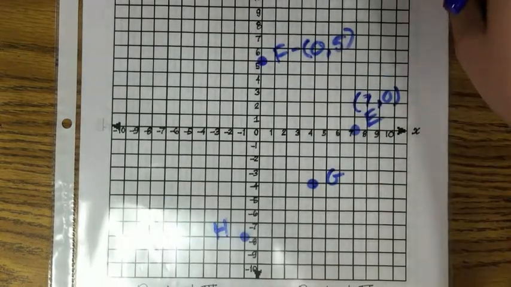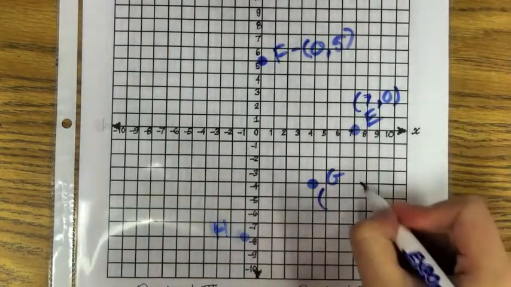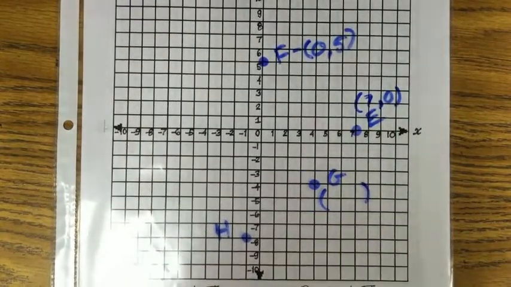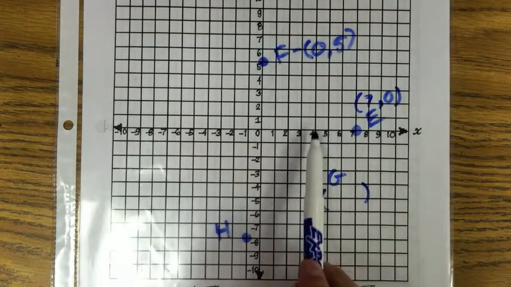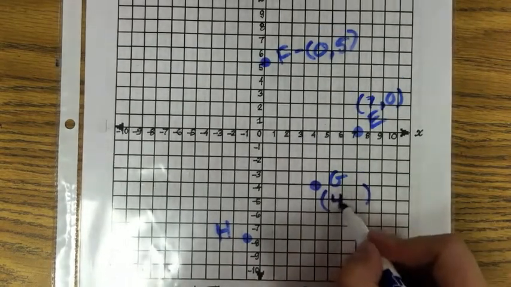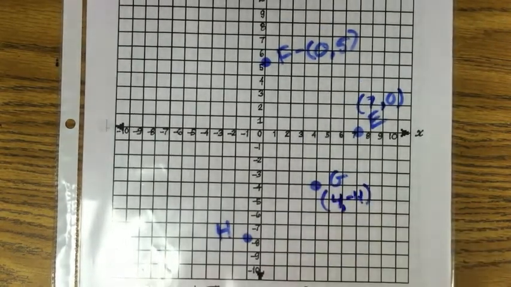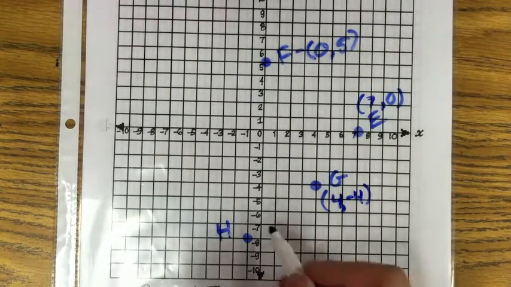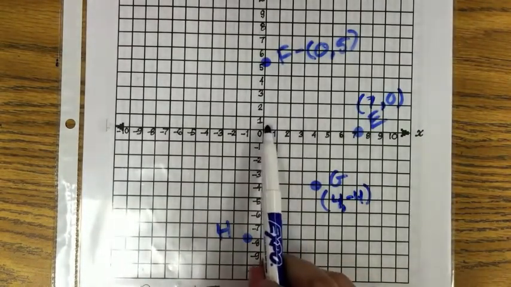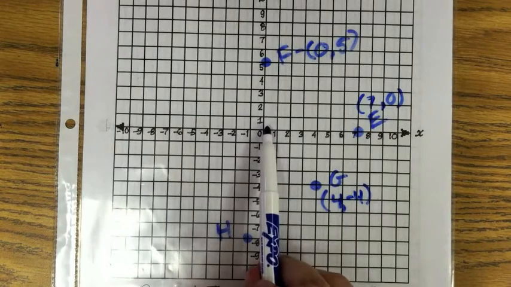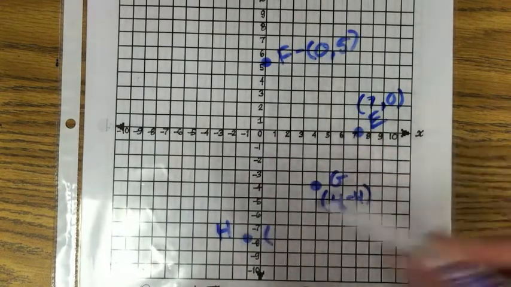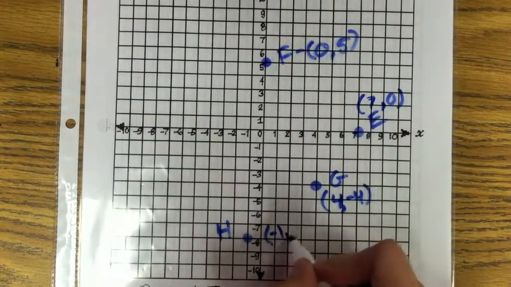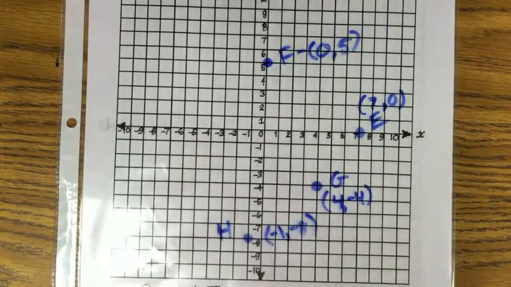Okay, good job. Last but not least, let's do these last two here. G, do we need to go to the right or left? Right 4, down 4. So positive 4, negative 4 is your right answer. And H, start at the origin. This one's tricky. It's pretty close to the axis. You do need to go over to negative 1, and then you need to drop down to negative 8. And that would be the correct answer. Hopefully you got those right.